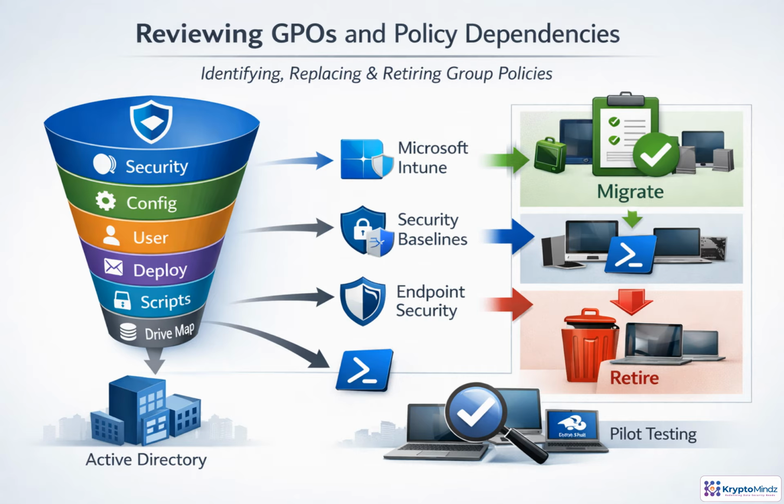Group policy cleanup begins with discovery, not direct migration. Inventory every GPO and categorize its purpose: security baseline, device configuration, user experience, software deployment, scripts, or drive mappings. Next, decide the modern landing place. Some settings map cleanly to Intune, security baselines, or endpoint security. Others may need PowerShell remediation or redesign, especially logon scripts and mapped drives. Retire policies tied to old operating systems or outdated processes. Most importantly, validate results on pilot Entra joined devices before broad rollout, so you confirm outcomes, not just settings.